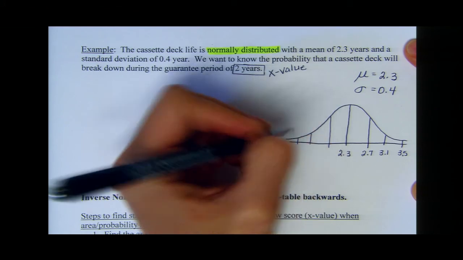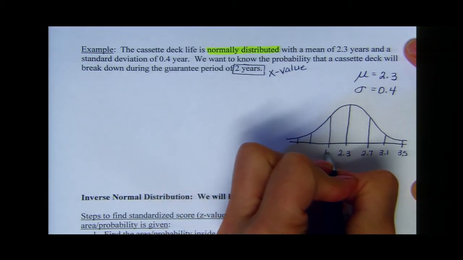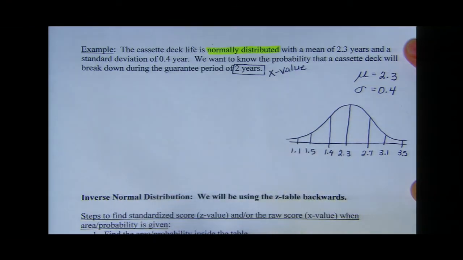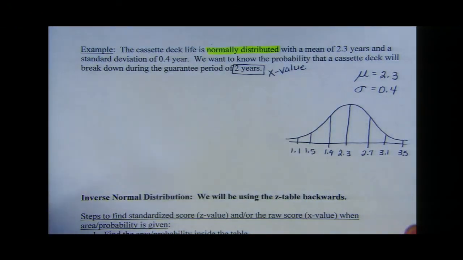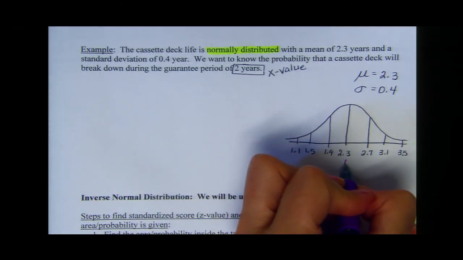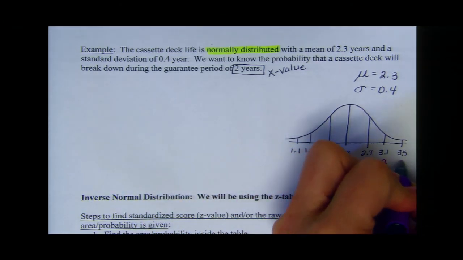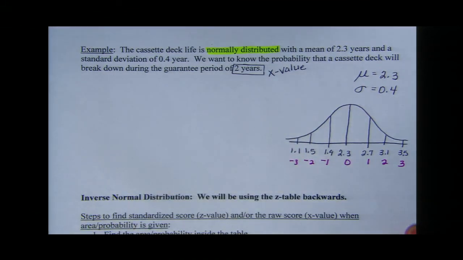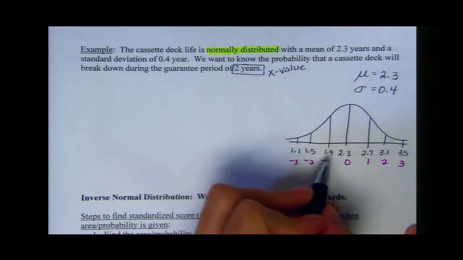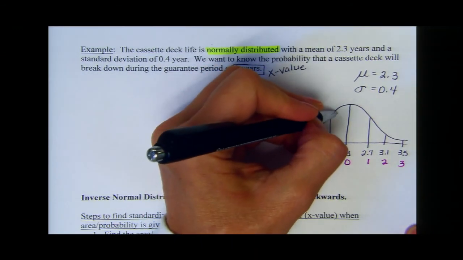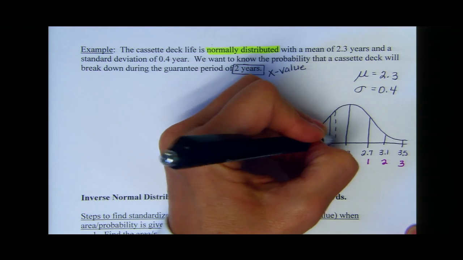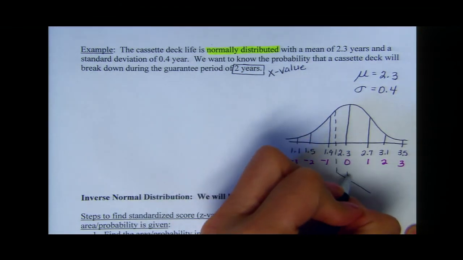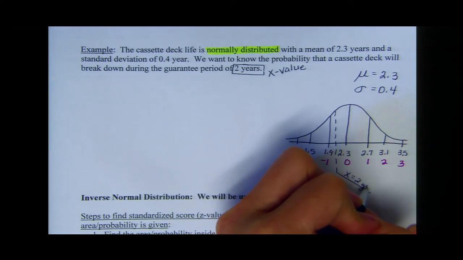And as I go to the left, I subtract 0.4. So 1.9, 1.5 years, 1.1 year. Okay? Now, don't forget, if we were talking about standardized, this would be 0, 1, 2, 3, -1, -2, -3. And what we have is an x value of 2 years. So here's 1.9. So I would approximate x equals 2 years about here.